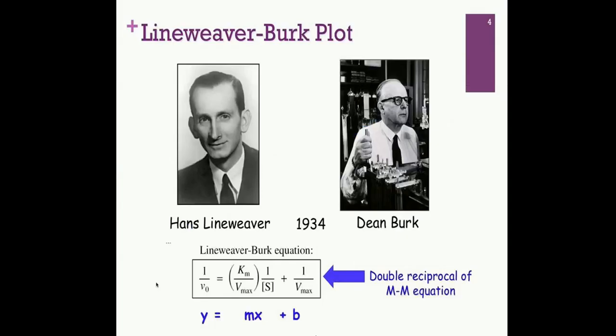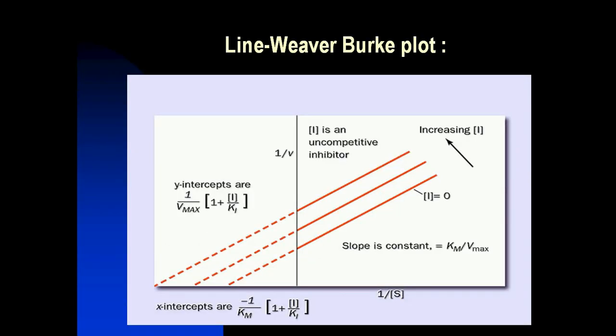Lineweaver-Burk plot. When V naught is plotted against the concentration of substrate according to Michaelis-Menten, it is not always possible to determine when we achieve the Vmax, maximum velocity, because of the gradual upward slope of the hyperbolic curve at high concentration of substrate. However, if we plot 1 by V naught versus 1 by concentration of substrate, a straight line is achieved.